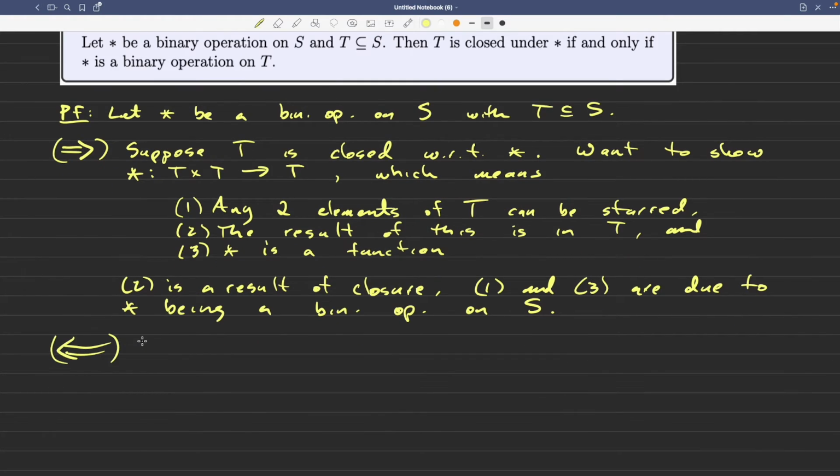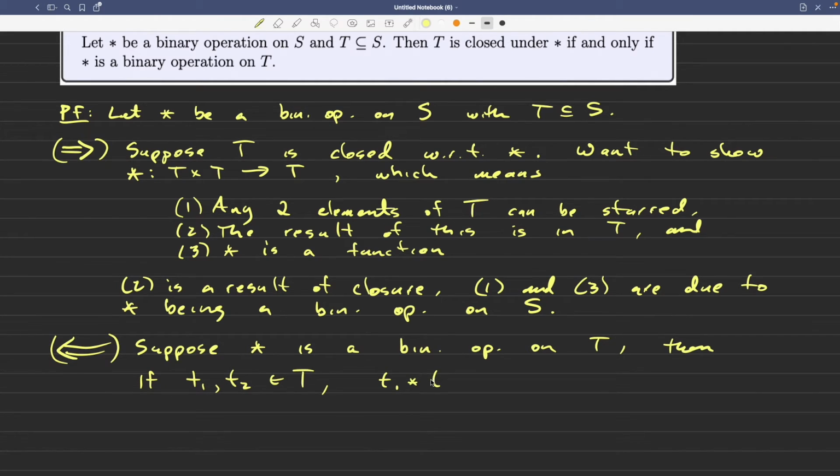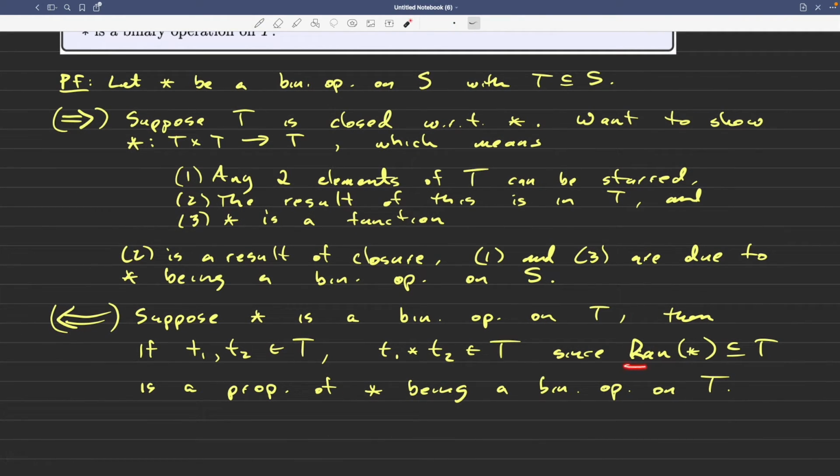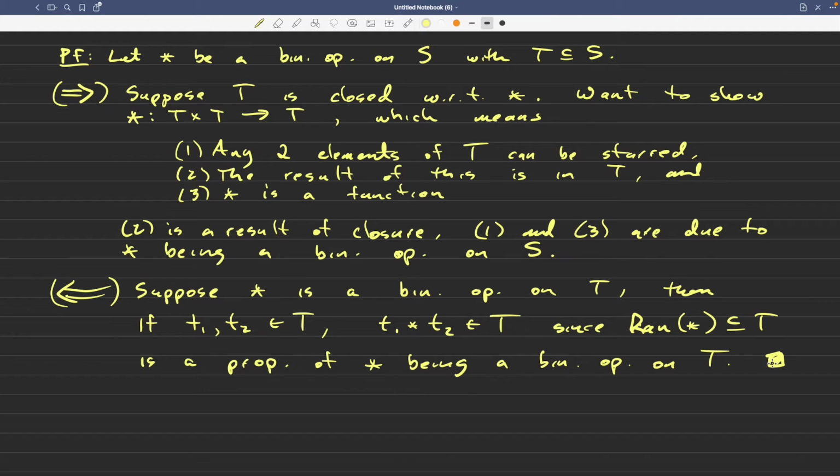So going the other way, if we suppose star is a binary operation on T, then if T1 and T2 are in big T, T1 star T2 has to be an element of T, since the range of star is a subset of T, is a property of star being a binary operation on T. And so there's not much to say there, right? That just kind of happened immediately. We know that the range of star has to be a subset of T, so that means that if I star any two things in T, the result is in T. And that's exactly what closure means. Really not much to show here. It's more just sort of like an observation.